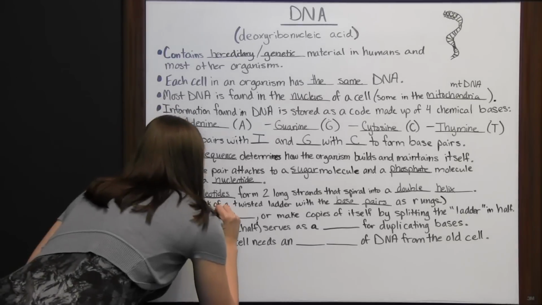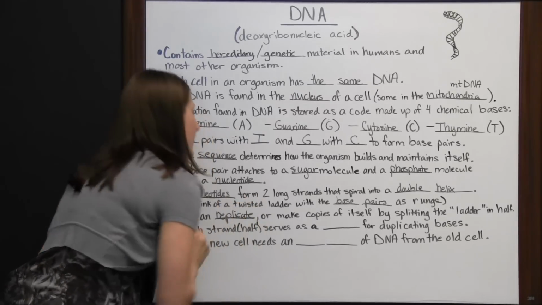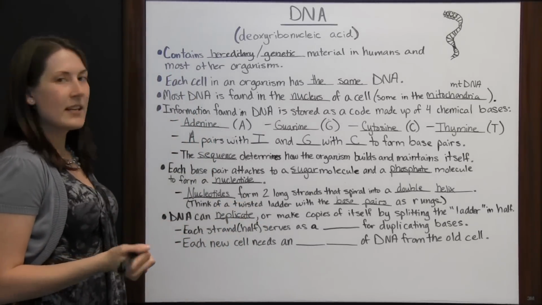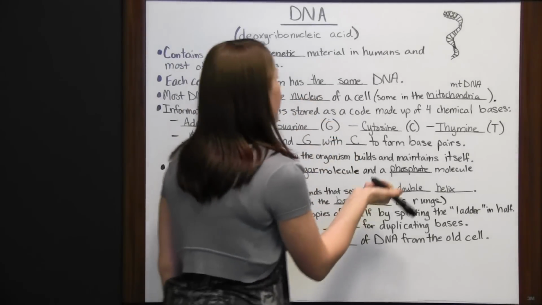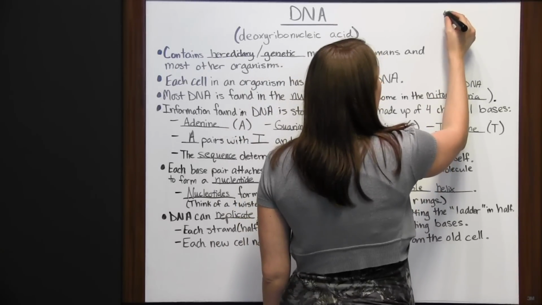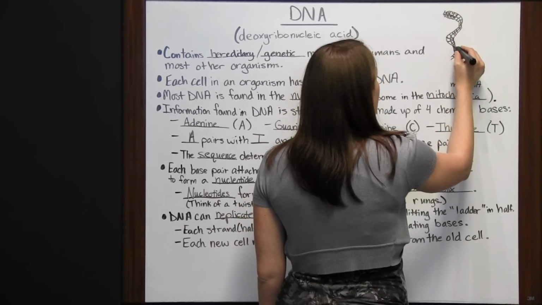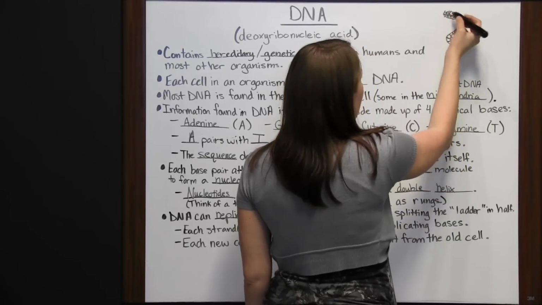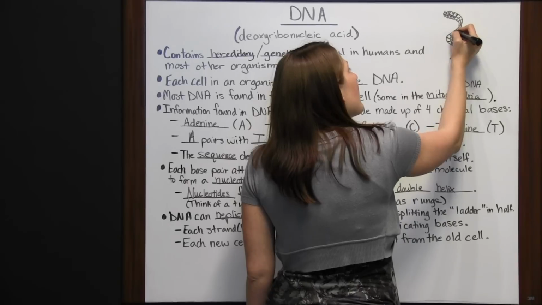DNA can replicate, or make copies of itself, by splitting the ladder in half. So if we decided to go through and cut this ladder in half, we would be separating those base pairs all the way down. So then you have AG, AG, and any other base pairs you've got.